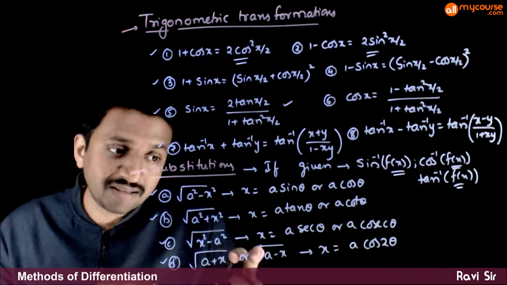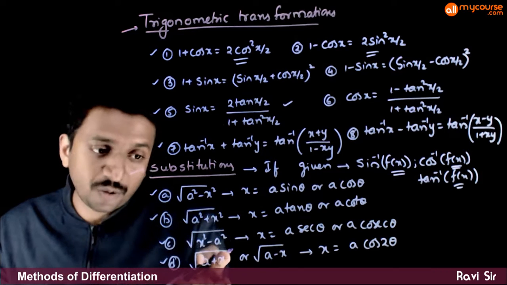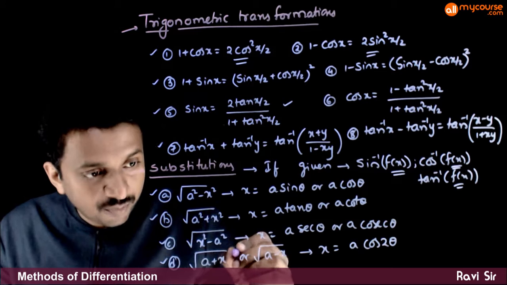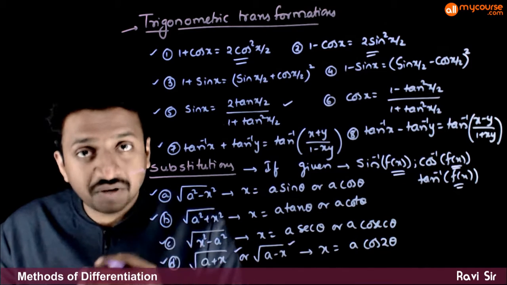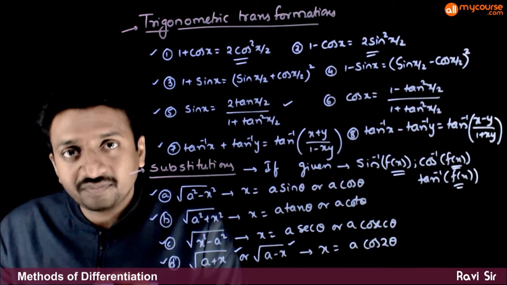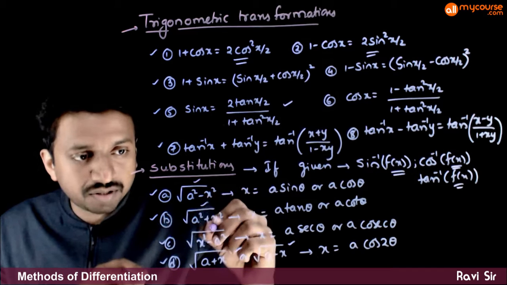And root of a plus x or root of a minus x, if you have expressions like this, you put x is equal to a cos 2 theta. So if you have both of these expressions in a single question, you can think of x is equal to a cos 2 theta. So your aim in substitution will be to remove these square roots.